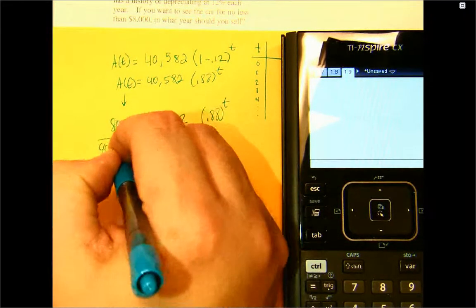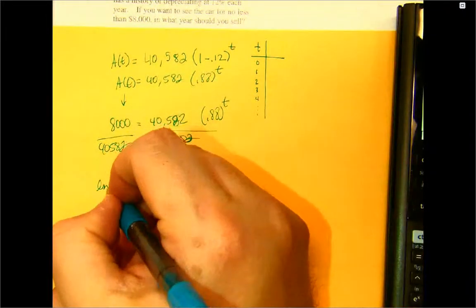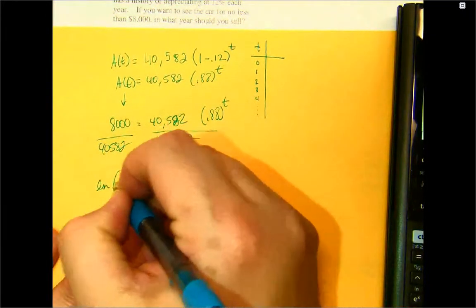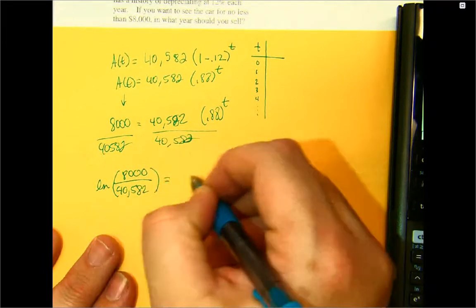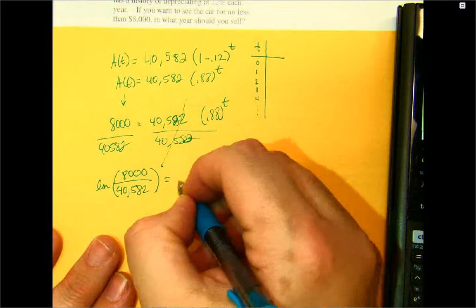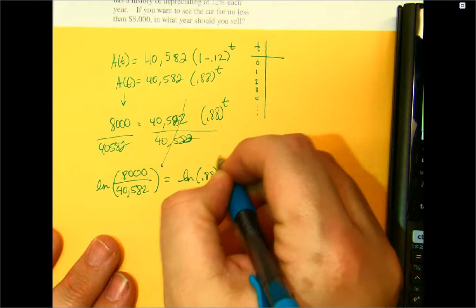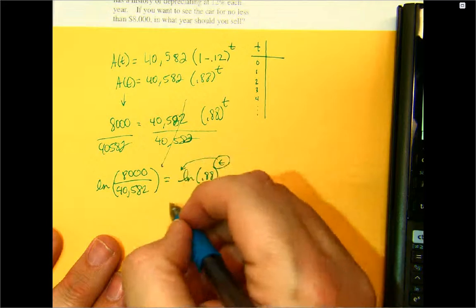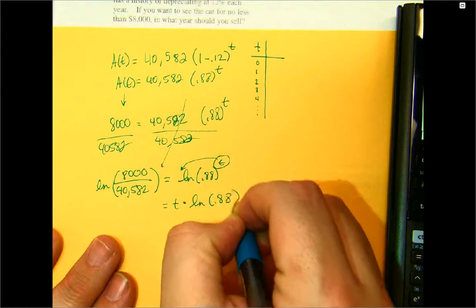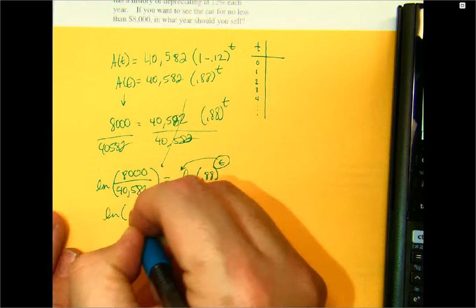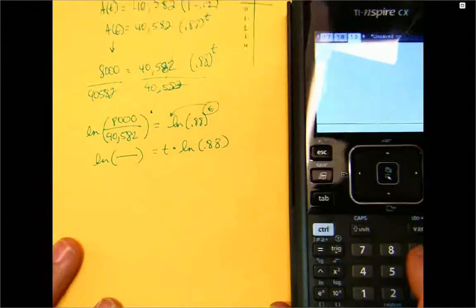I'm not even going to bother doing that because I know I'm going to have to take the natural log. The natural log of 8,000 divided by 40,582 is equal to, that stuff's divided out, the natural log of 0.88 to the t. Well, that t goes out in front. So this is t times the natural log of 0.88. And that's the natural log of that big old thing. I'm not going to write it again. Divide this by the natural log of 0.88.